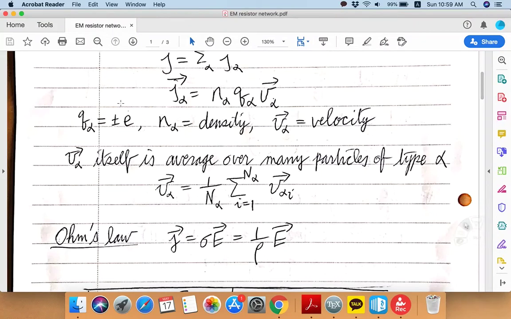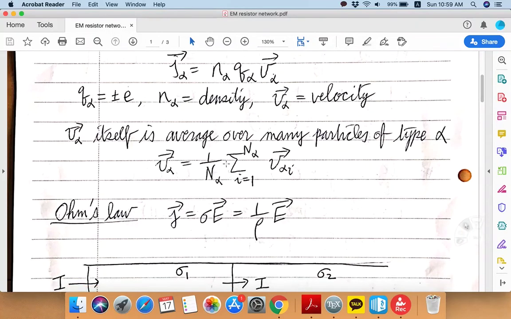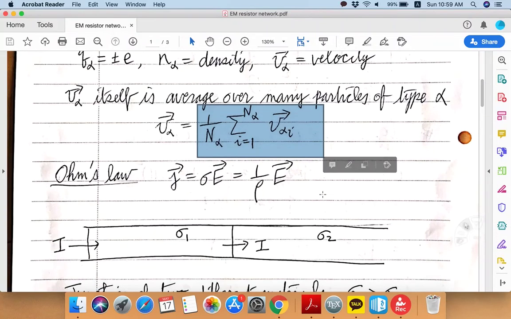Now, this velocity, of course, is itself an average quantity, because within each carrier type you have zillions and zillions of charges all moving at quite different speeds and directions. So when you assign a certain average velocity to a given charge carrier type, what you really mean is this average over all the velocities of the individual charges.